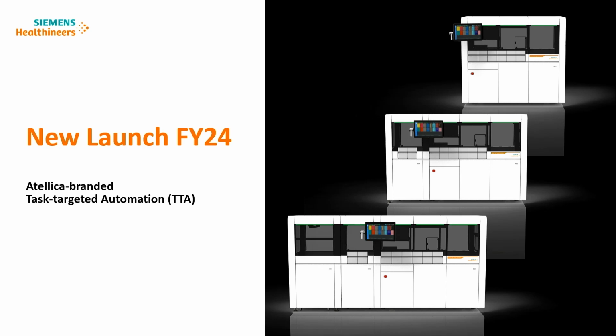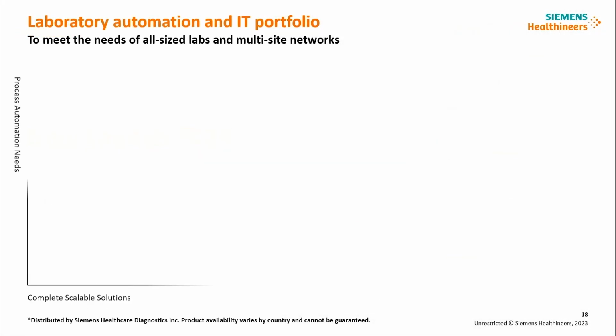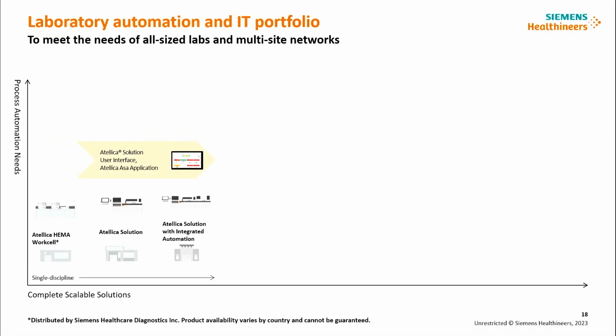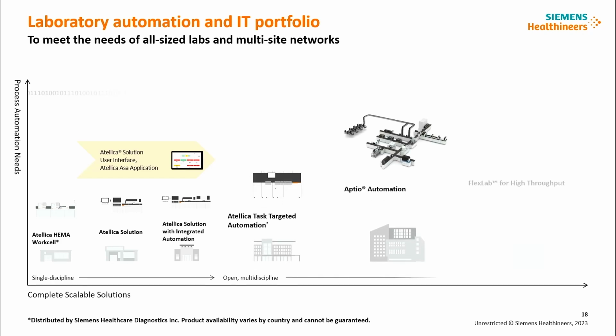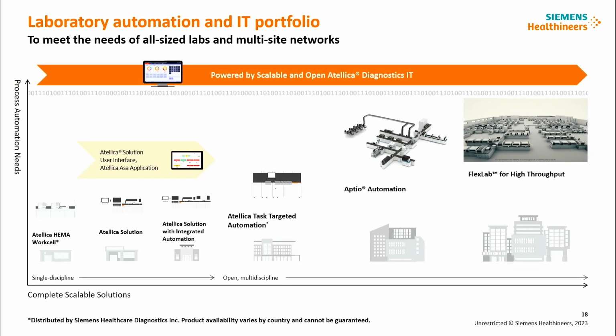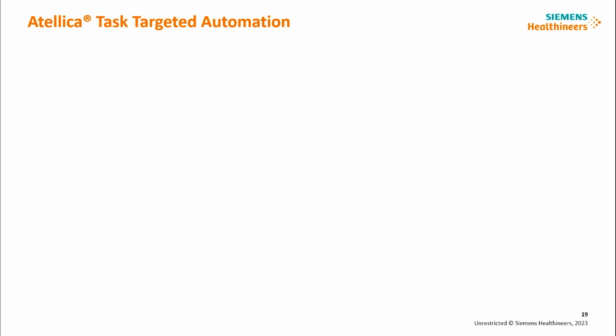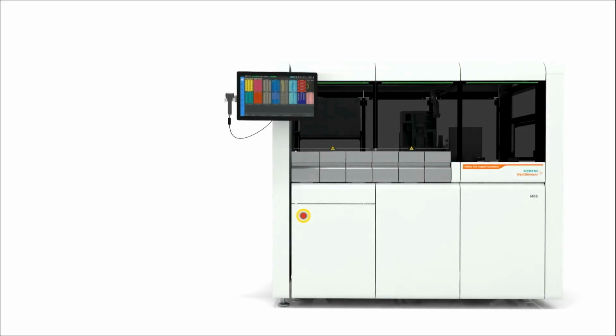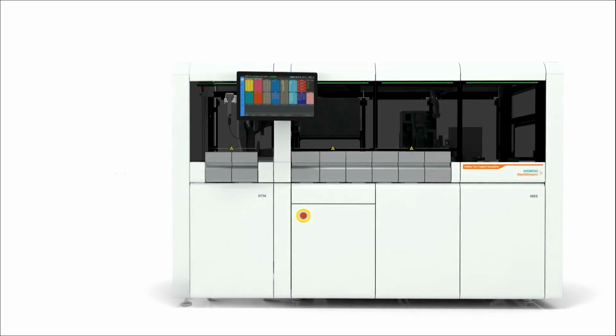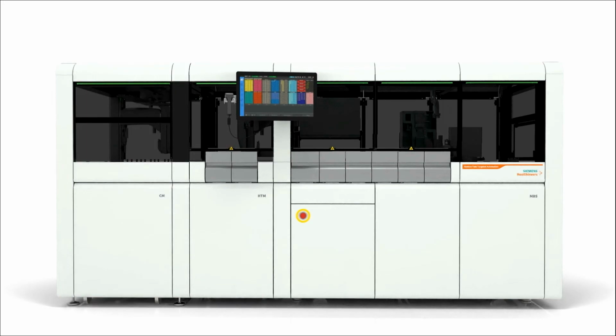Now we will shift to the new launch for fiscal year 2024. We are launching the Atelica targeted automation. Okay, so this will be available at the beginning of the year, and this is the TTA, that is used as open multidisciplinary automation. And here we will see a short video about the Atelica TTA and what is the role of the TTA.